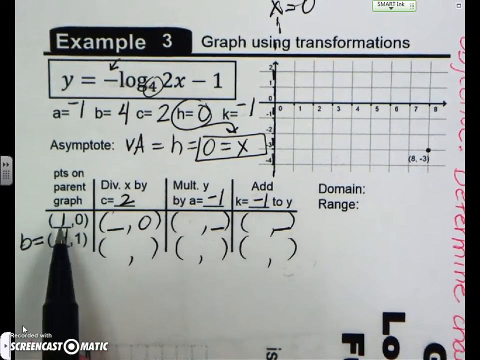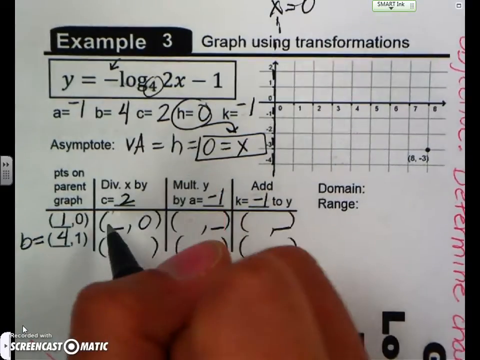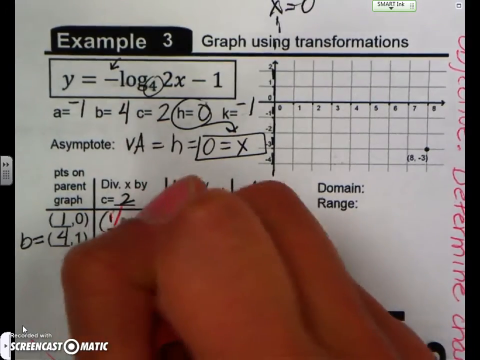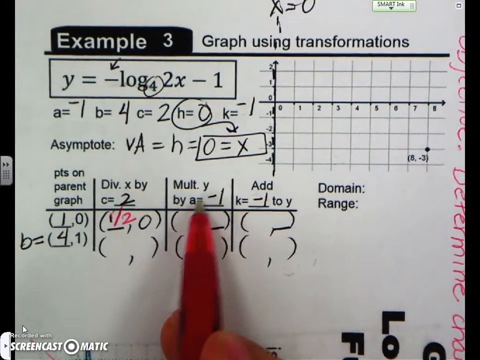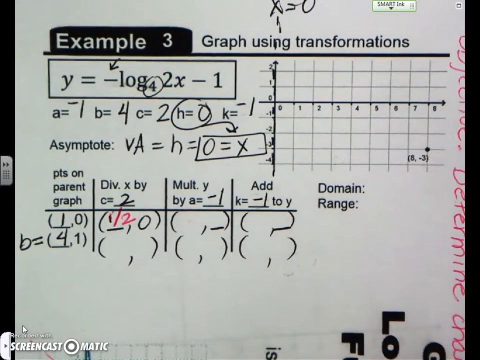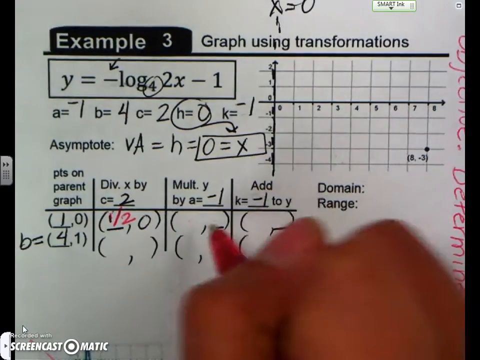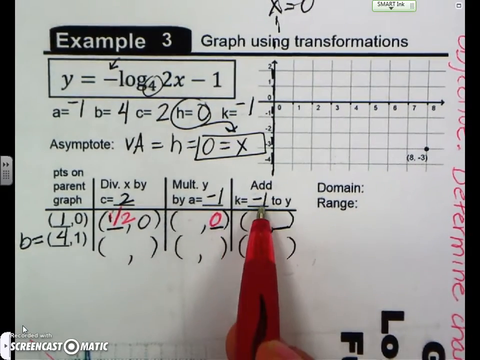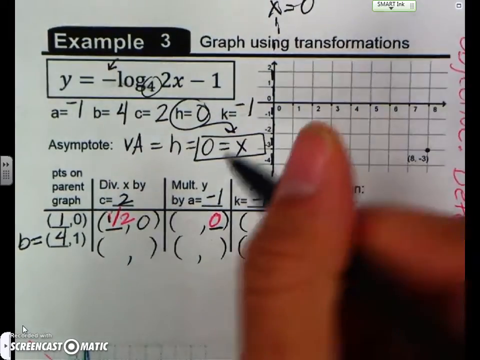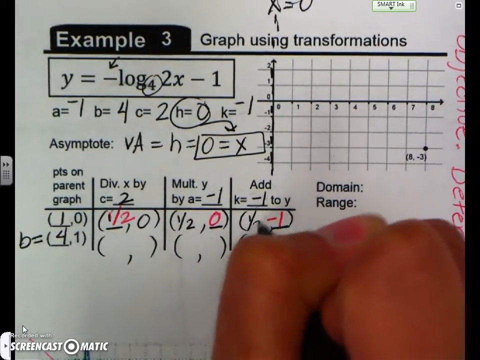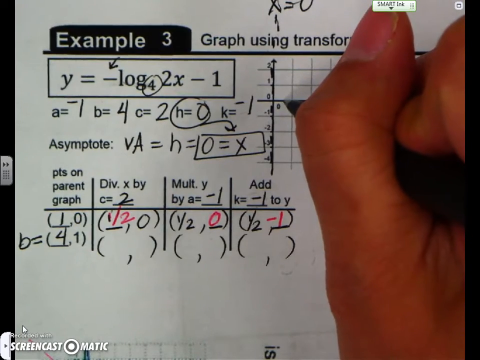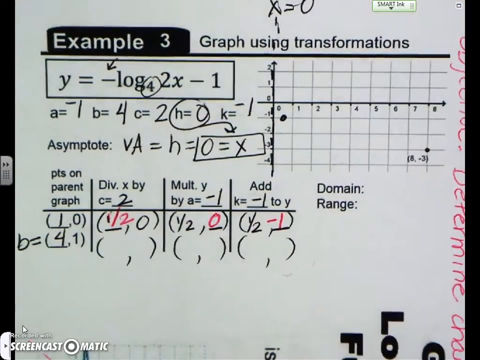If I divide 1 by 2, what do you get? 1 divided by 2 is 1/2. Very good. Thanks, Mark. So 1/2. You're going to multiply y by -1. 0 times -1 is? Yeah, just 0. And then what's 0 minus 1? -1. Okay, so your point is going to be 1/2, comma, -1. We're going to go ahead and graph that. So we go to the right 1/2 and down 1. Then we go to our next point.